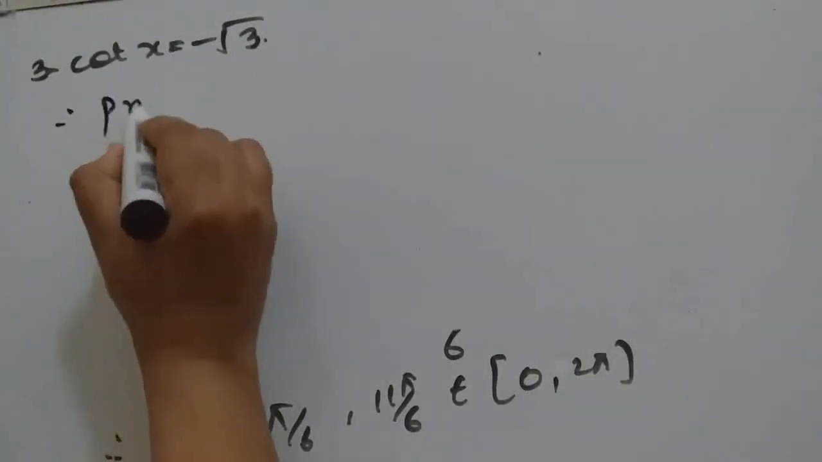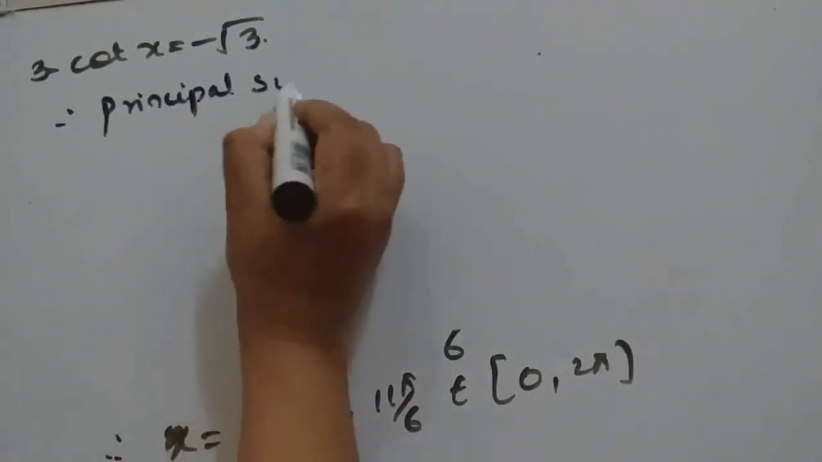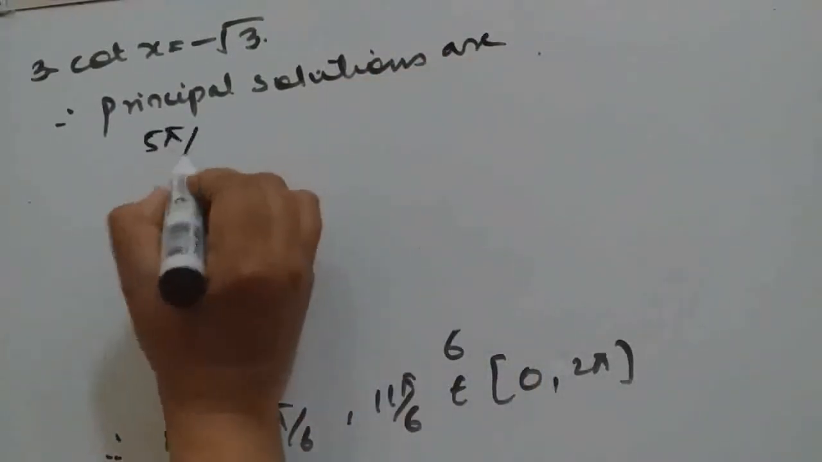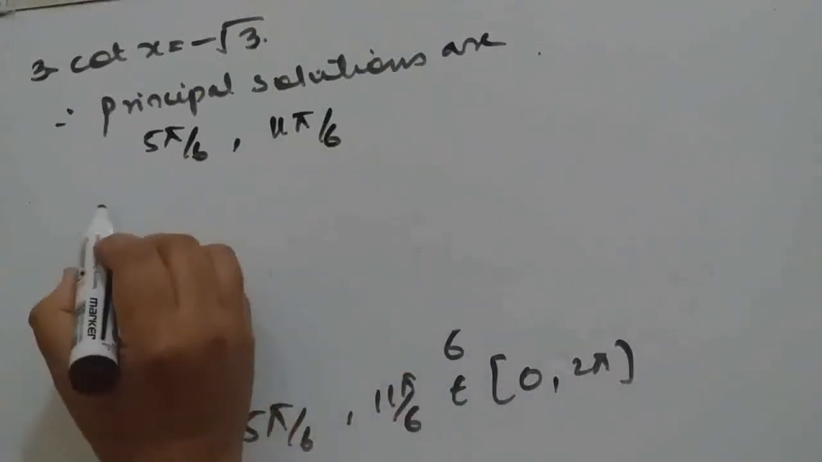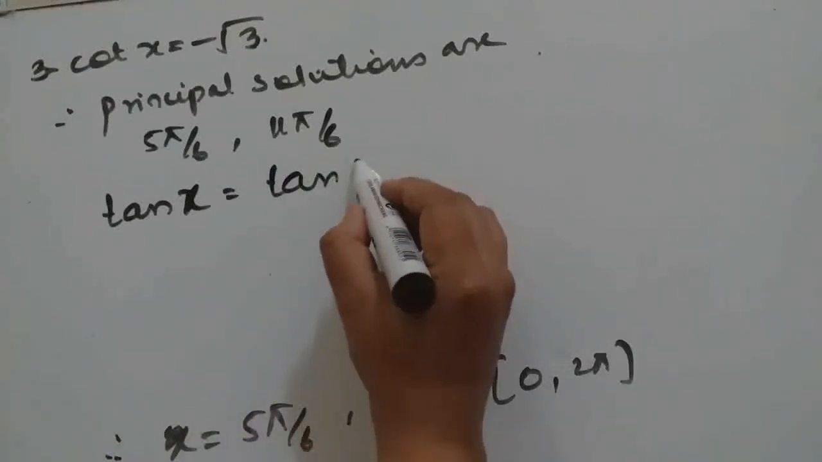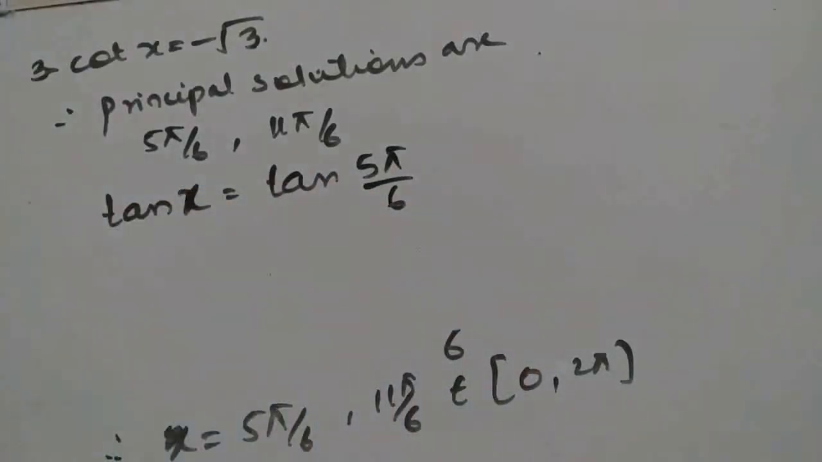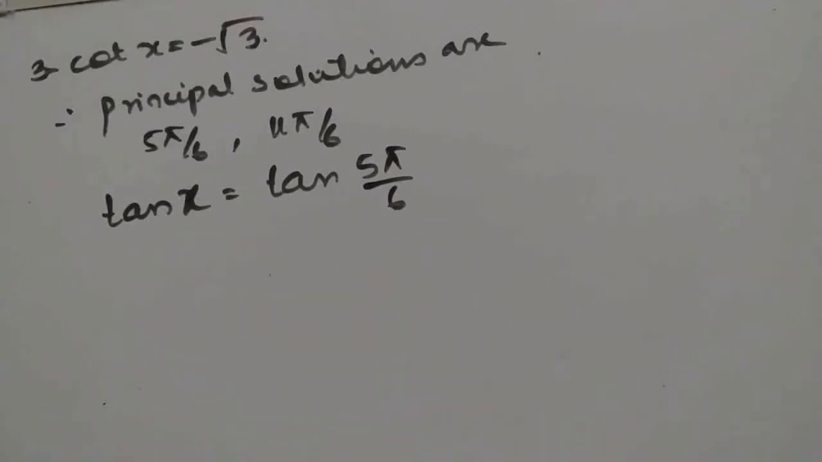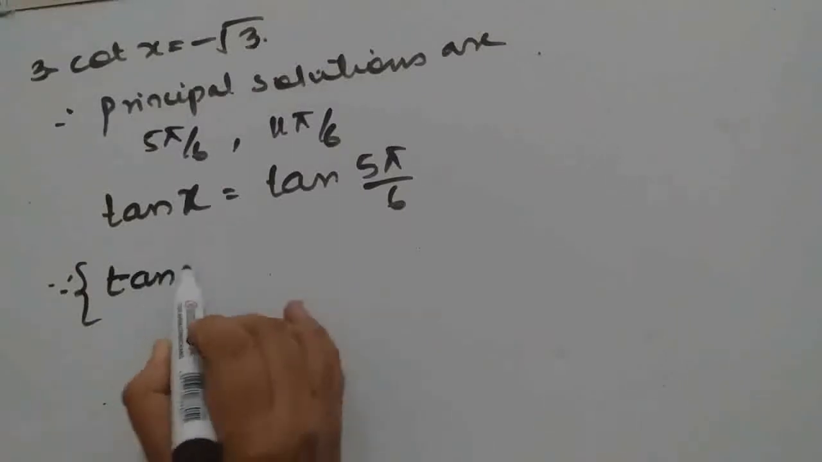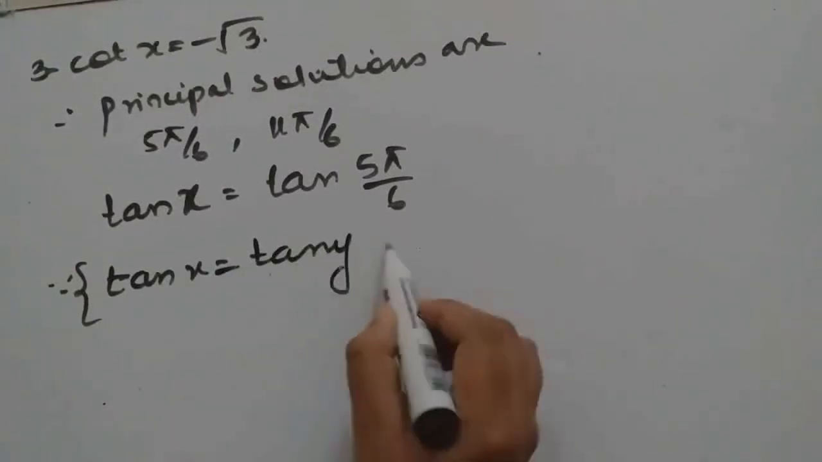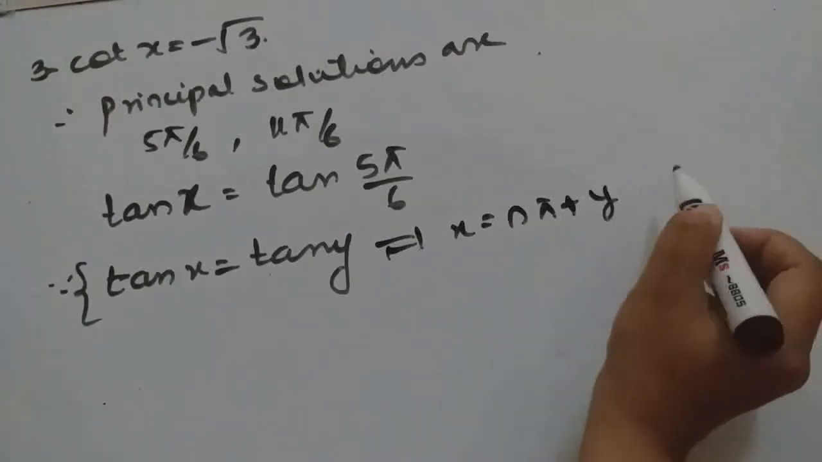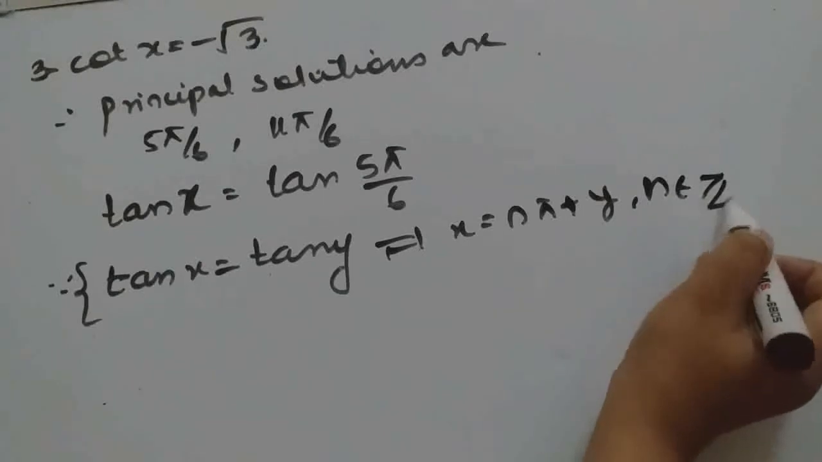Therefore principal solutions are 5 pi by 6 and 11 pi by 6. Now we got tan x is equal to 10 for general solution, tan 5 pi by 6, lowest value we should take. But we have one theorem. What is that theorem? Tan x equals tan y, so that implies x equals n pi plus y, isn't it? Where n belongs to Z.